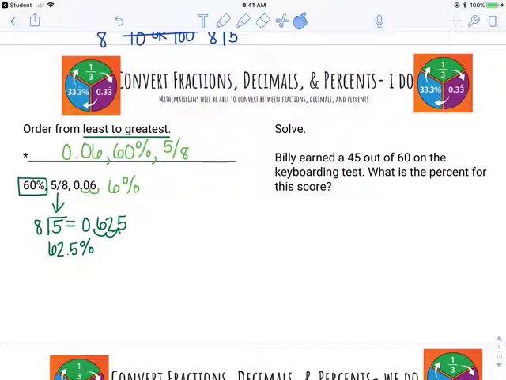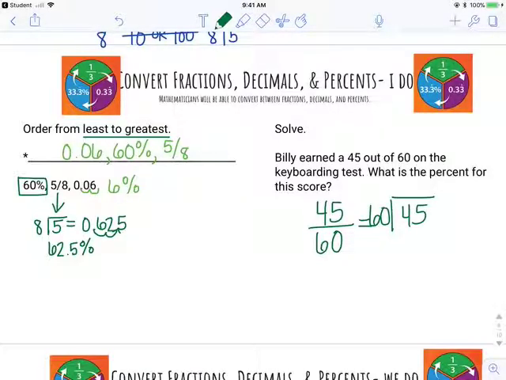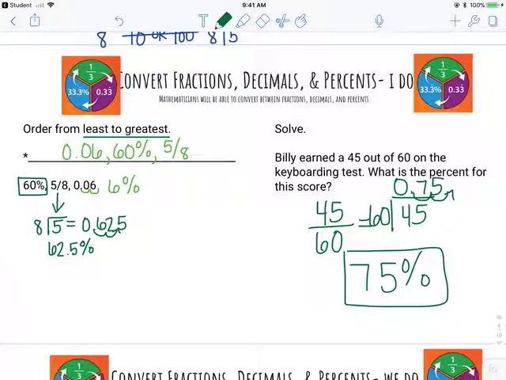Then we have some word problems. Billy earned 45 out of 60 on the keyboarding test. What is the percent of his score? So we're doing 45 out of 60, like a fraction, and then we're going to move it into decimal form next. So I know 60 cannot go into 100 evenly, so I'm going to take 45 and divide it by 60, and yes, you can use your calculator to do this, and you get 0.75. And then I'm going to move 2 places to the right, and I get that he had a 75% on his test score.